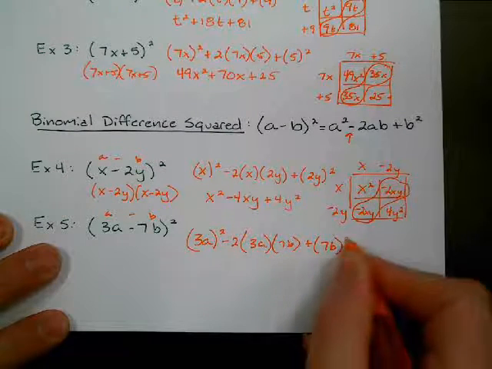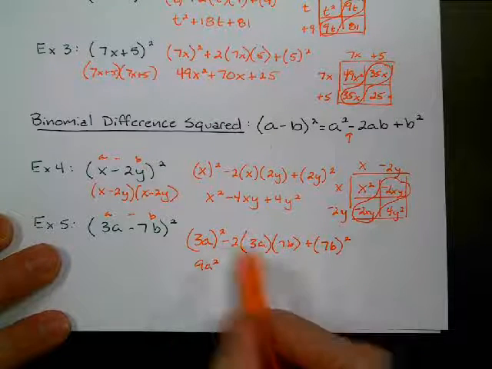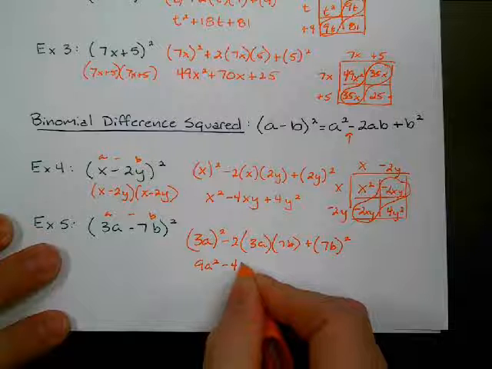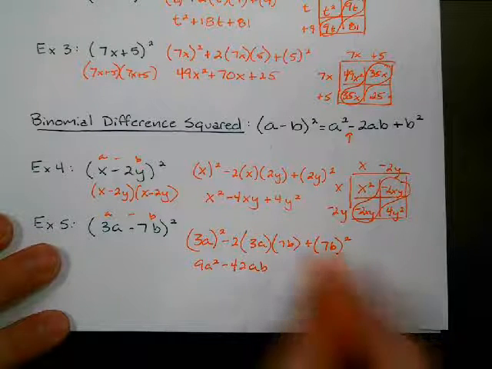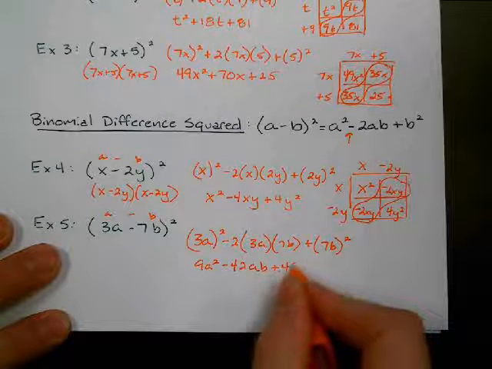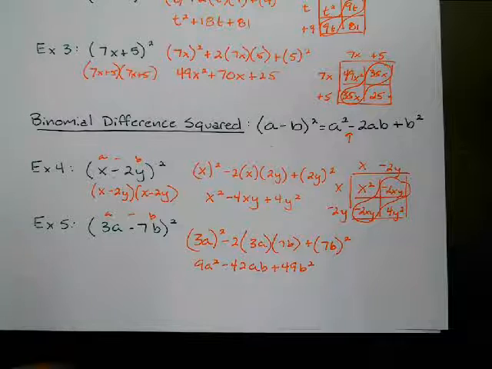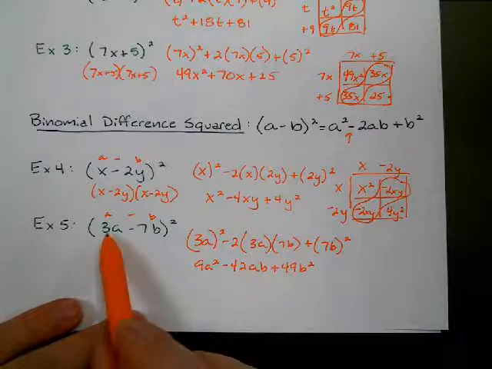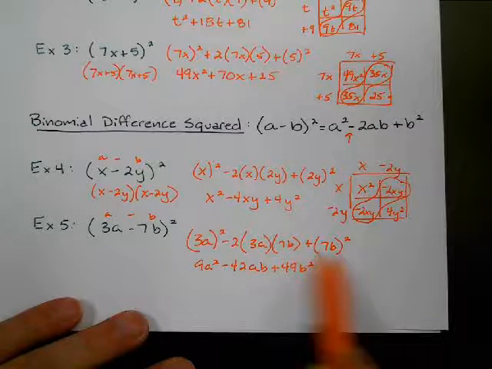So 3a times 3a is 9a squared. 2 times 3 is 6, times 7 is 42, so this is minus 42ab. And then 7b times 7b is 49b squared. So using the pattern where I square the first term, I multiply these two terms, and then multiply by negative 2, and lastly I square that 7b at the end.